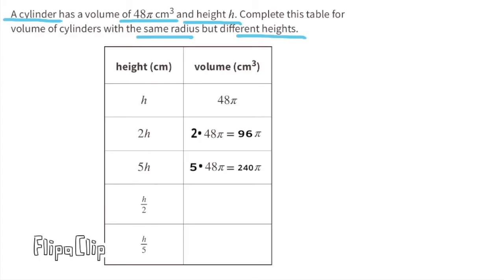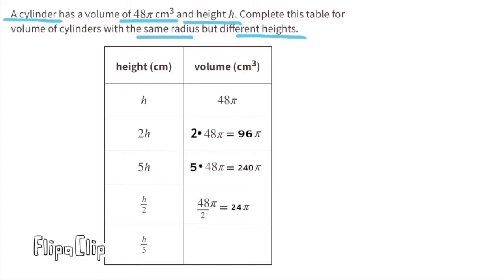The height of the next cylinder is h over 2, or half of h. That means it has half the height, or a half a centimeter. Since the height's only a half a centimeter, the volume of this cylinder will be half of 48 times pi. Half of 48 times pi, or 48 times pi divided by 2, equals 24 pi. So when the height is a half a centimeter, the volume is 24 pi centimeters squared.